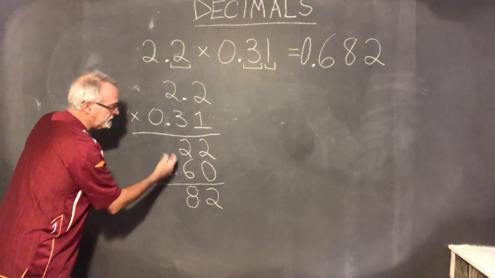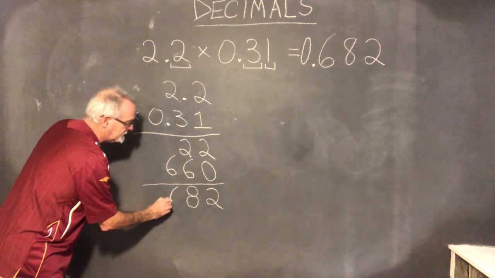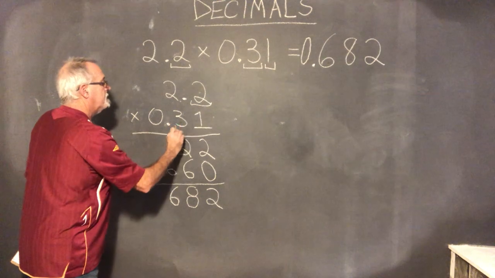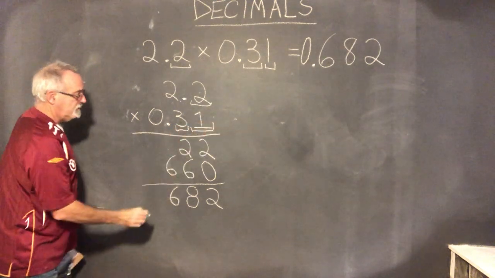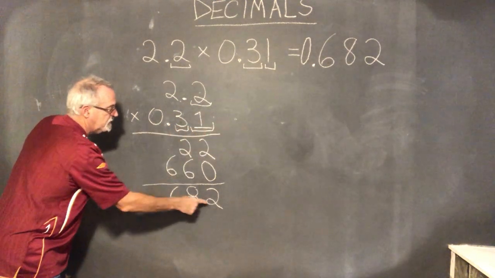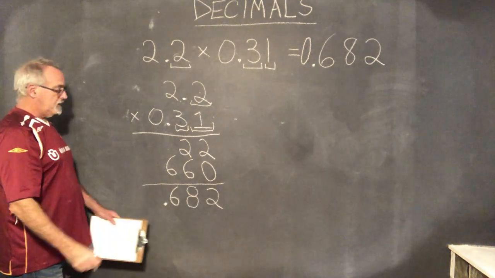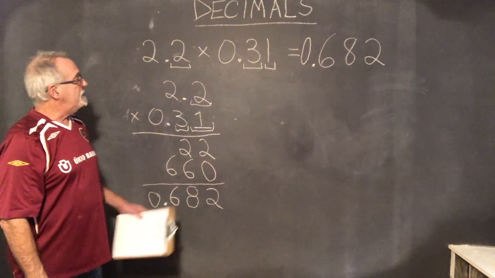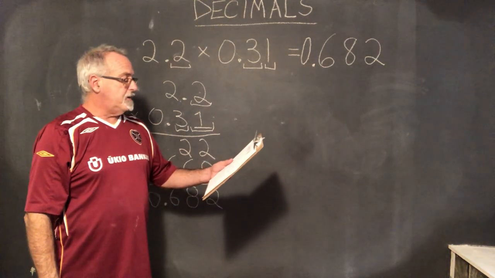And then 0 plus 6, or nothing plus 6, or whatever you want to say, 0 plus 6 is 6. So I have 682. And then I have 1, 2, 3 digits to the right of the decimal, so I need 1, 2, 3 digits to the right of the decimal here. My answer is correct. I don't have to write a 0, but I can. And it doesn't have to be skinny. Okay. Did it both ways.